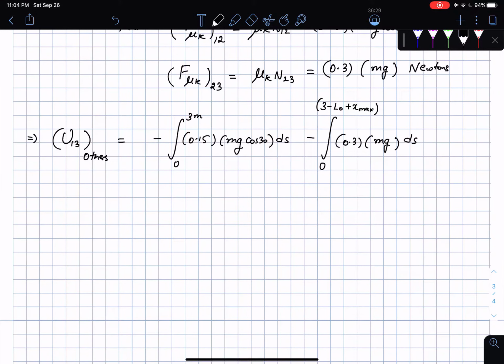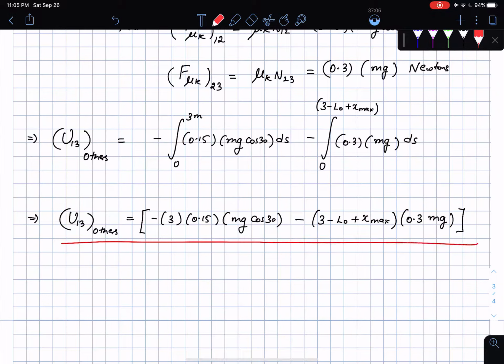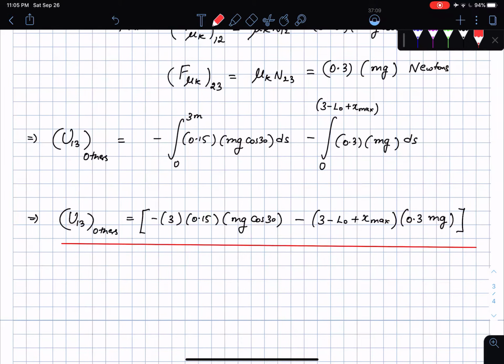Okay, and if I look at it, then u 1 3 others will end up being minus 3 times 0.15 times mg cosine 30. That's a 3 there, minus 3 minus L naught plus x max times 0.3 times mg. Okay, so this is u 1 3 others. So be careful when you're doing the limits of integration. That's the only place where things can go wrong in this problem.